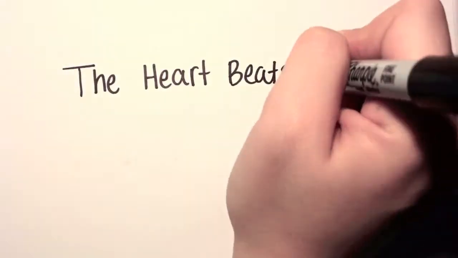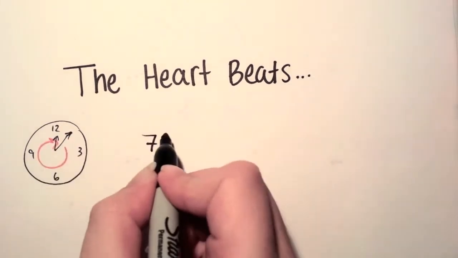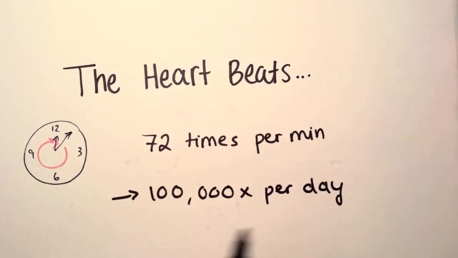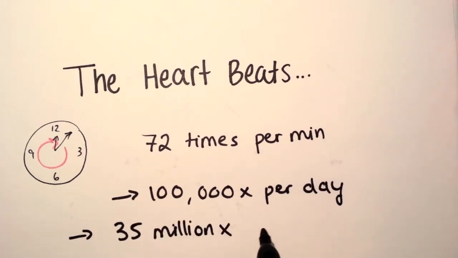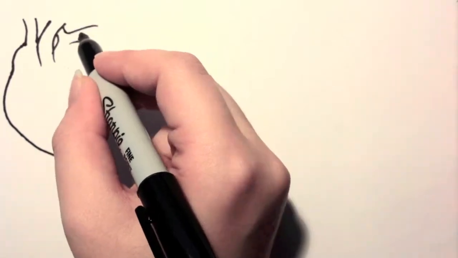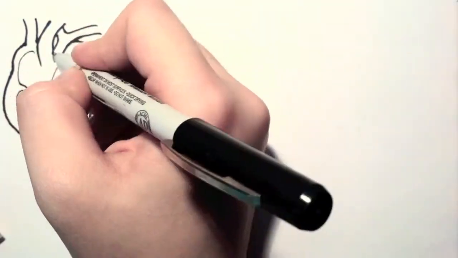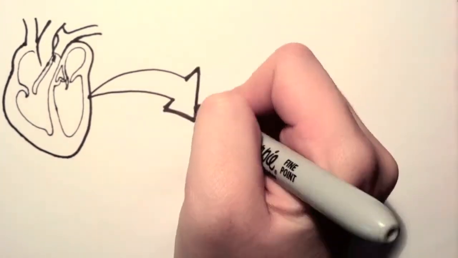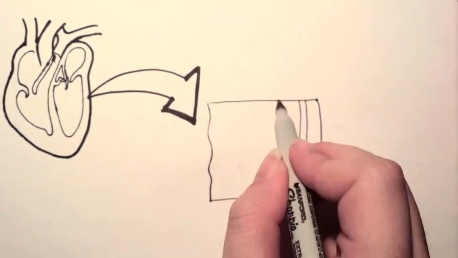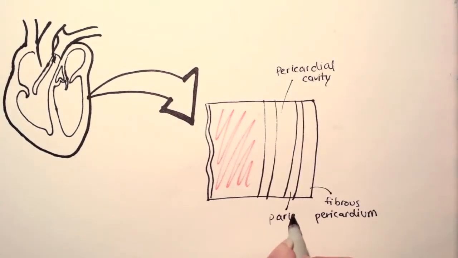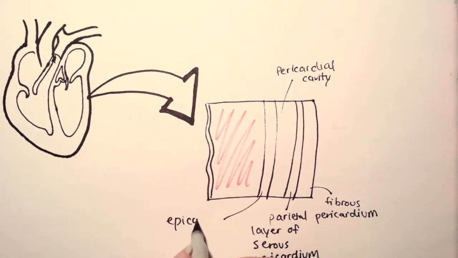The heart beats approximately 72 times per minute. That's about 100,000 times per day and 35 million times a year. Moreover, the heart has 3 layers. The smooth inside lining of the heart is called the endocardium. The middle layer of the heart is called the myocardium. It is surrounded by a fluid-filled sac called the pericardium.